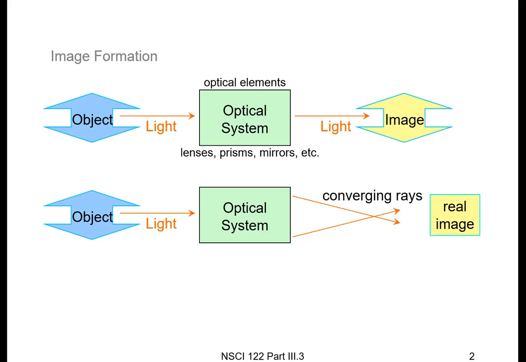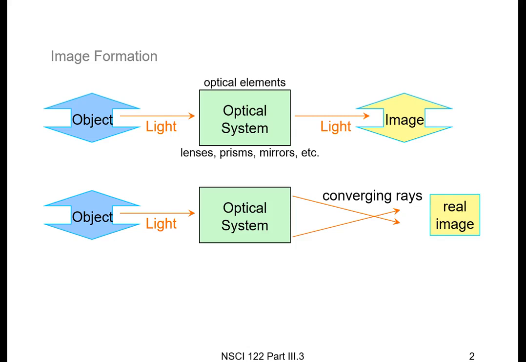We call that a real image. It's not the best name, but we call it real because there's actually light converging to points and forming the image. So if you would put a piece of paper at the converging point or a screen, you would see the image formed on that paper or screen. So we call that a real image.